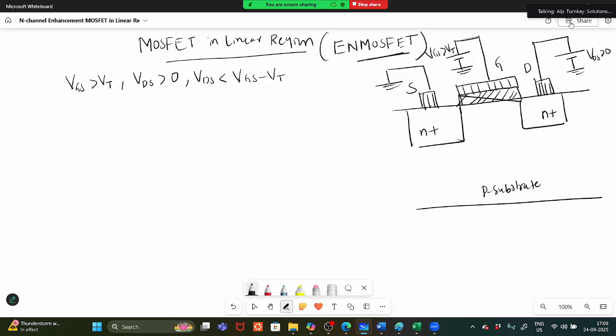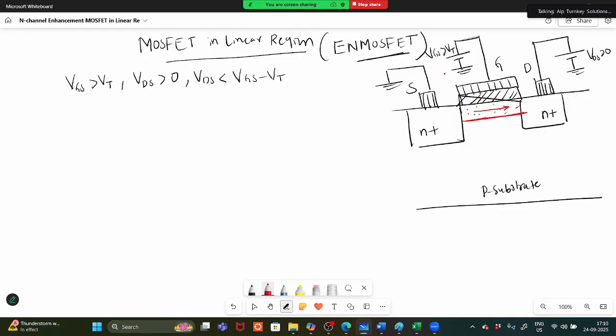So due to this, what happens? Electrons will be accumulated, and this is the channel area. Electrons will flow from where to where? From source to drain.